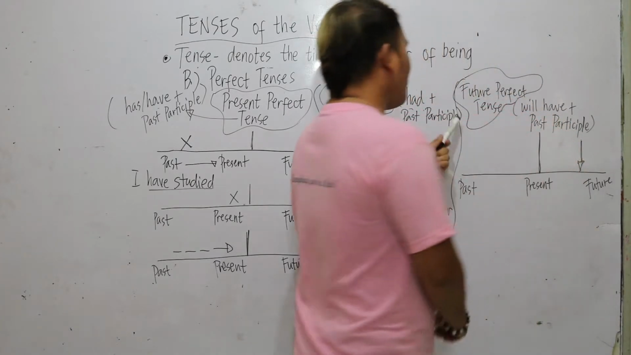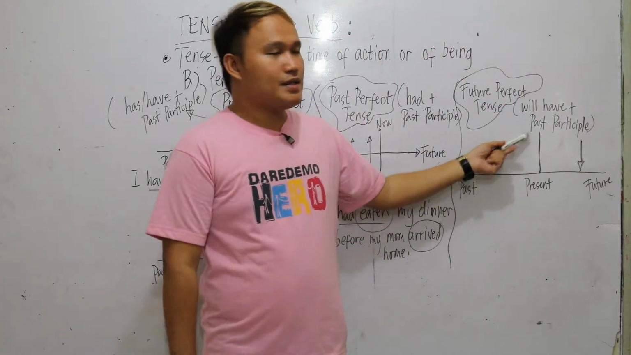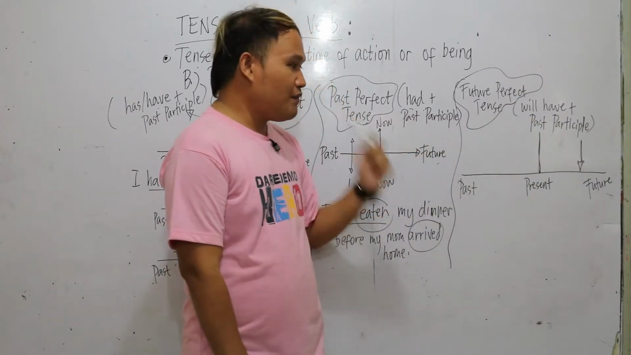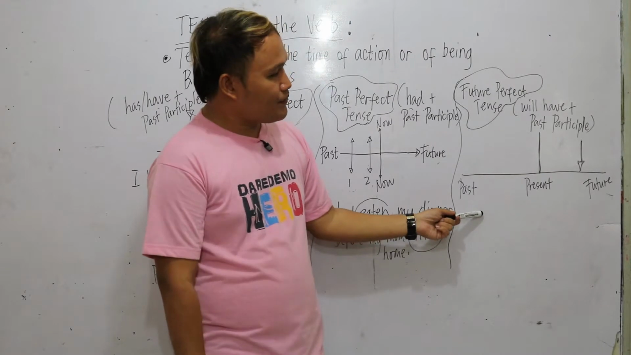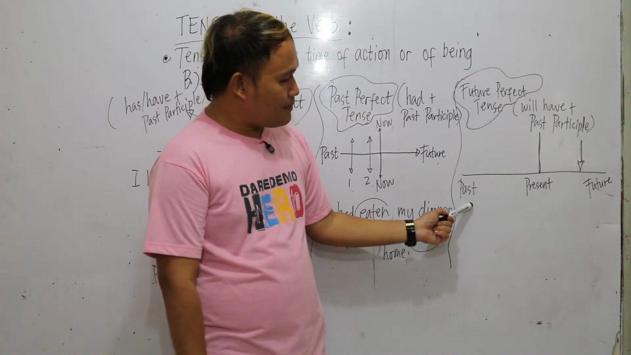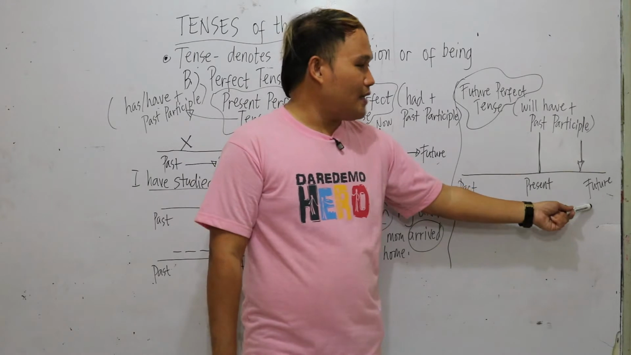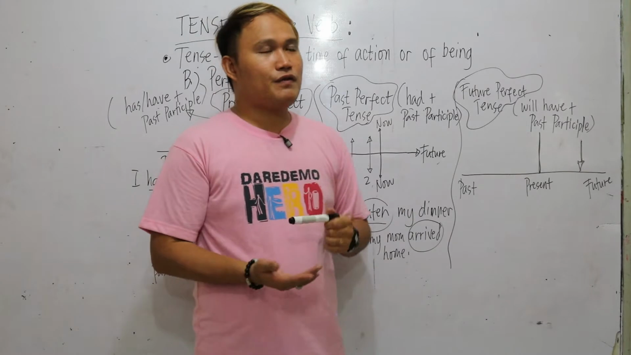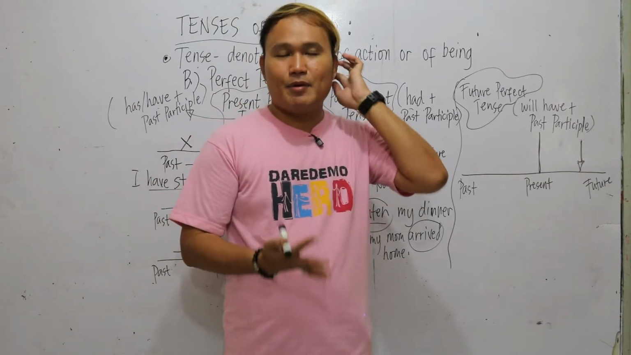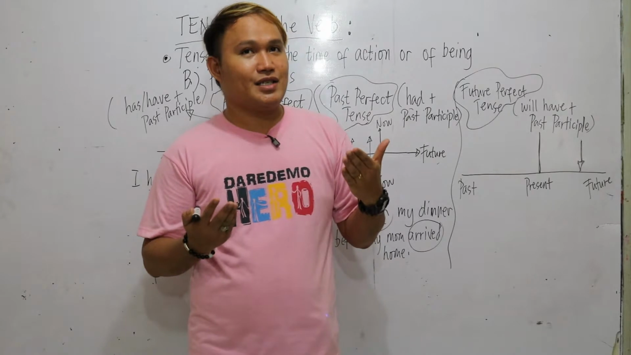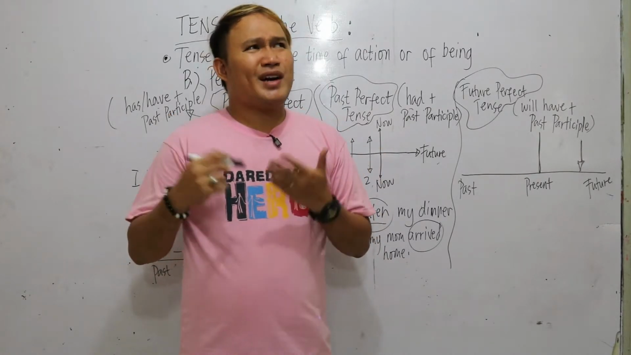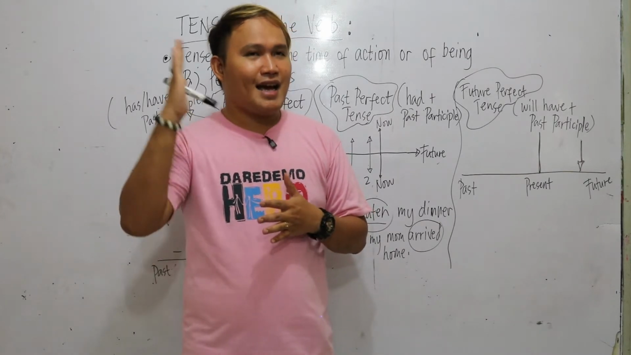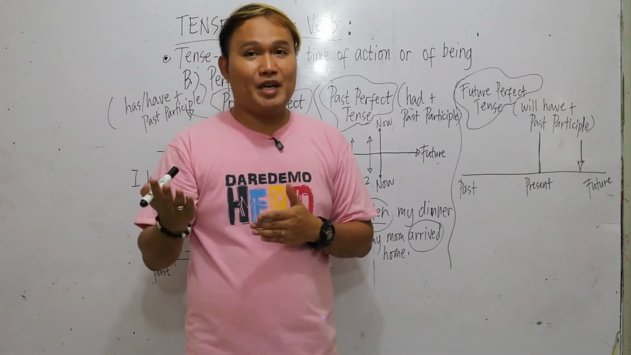Alright, so let's have the last type of perfect tense. This is the future perfect tense. So the structure is will have plus the past participle form of the verb. So there's a diagram here. So we have past time, present time, and future time. Now in the middle is the present time. Now if you're talking about future perfect tense, it is actually an action that's going to, it's like you are anticipating. You are somehow thinking that action is going to happen in the future.